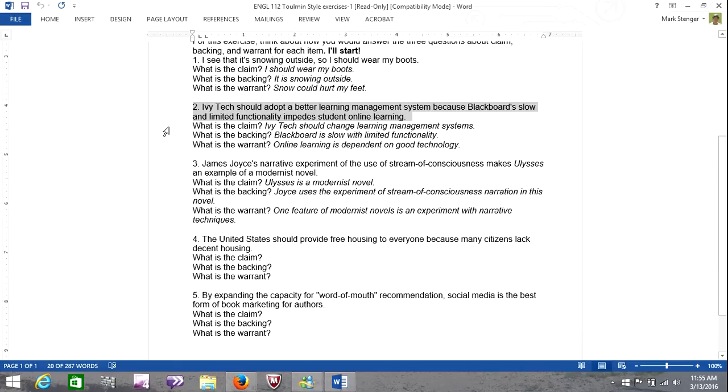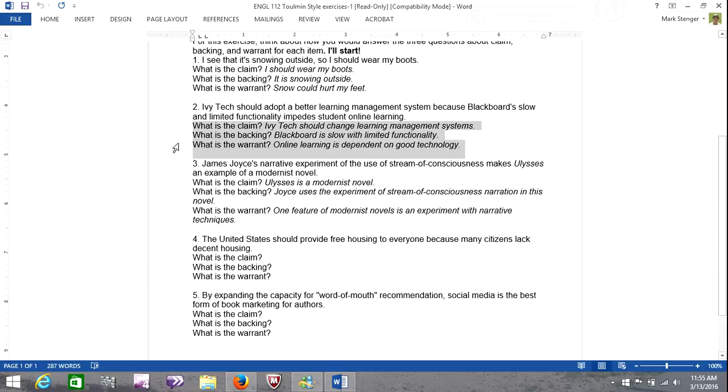And then look at what is the claim. Ivy Tech should change. What is the backing? What are the reasons? In other words, it's slow and it has limited functionality. And what would be the warrant? Online learning is dependent on good technology. I think anyone seeing this would agree with those 3 points.